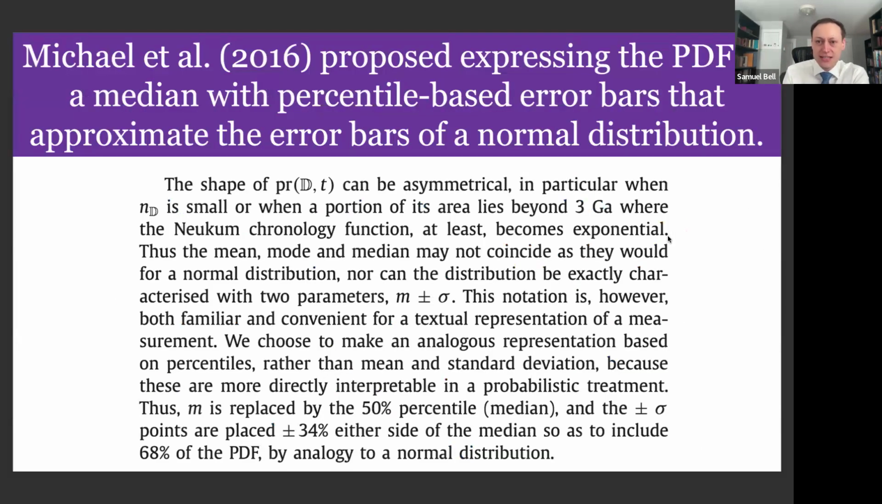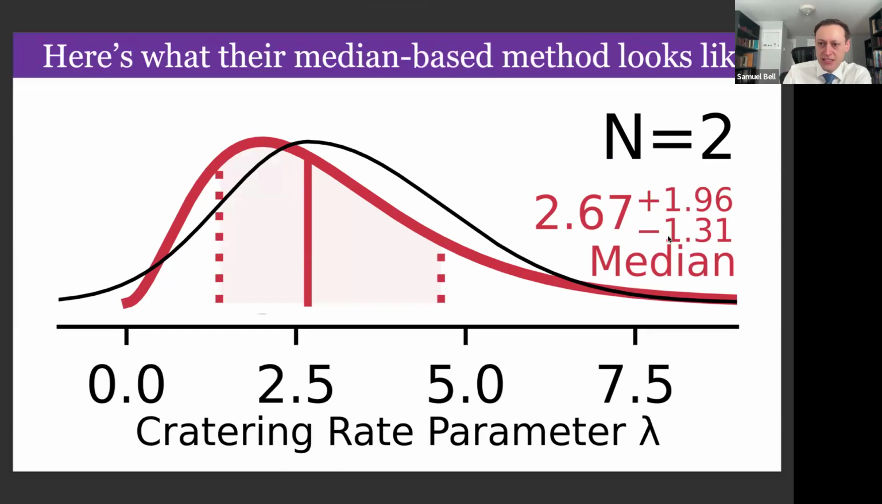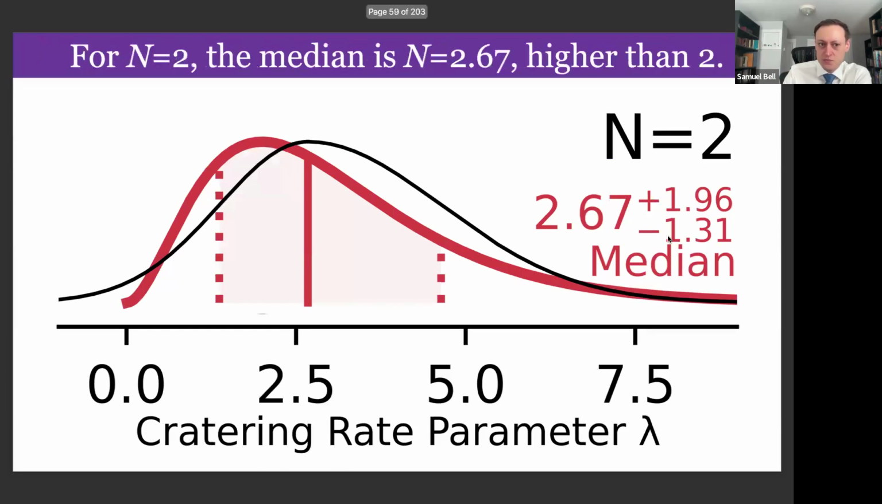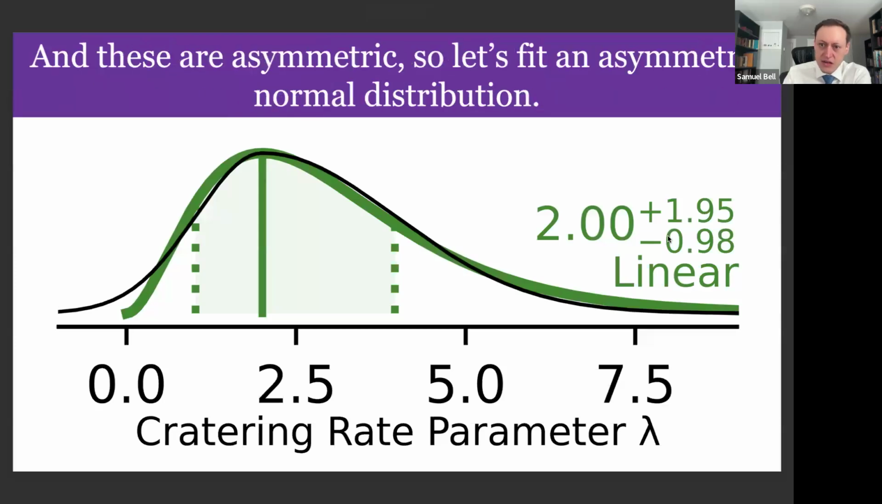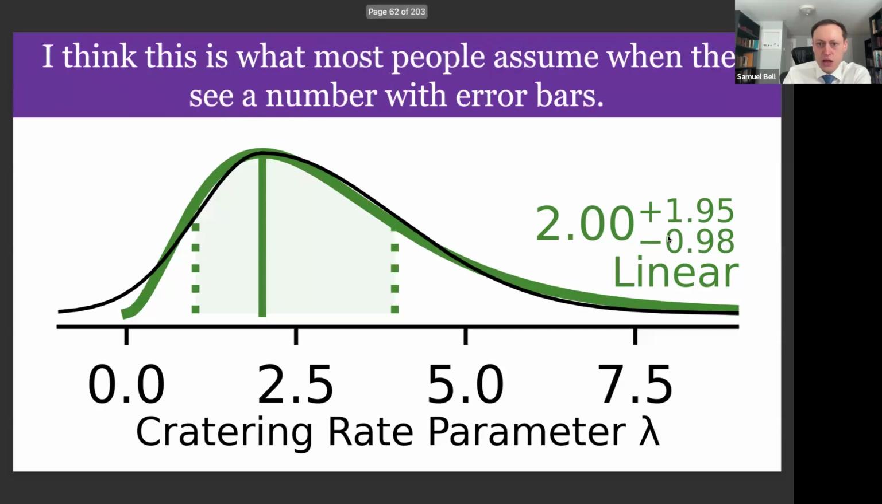Michael et al. 2016 proposed expressing the PDF as a median with percentile-based error bars that approximate the error bars of a normal distribution. Here's what their median-based method looks like. For n of 2, the median is 2.67, higher than 2. But if you want the closest thing to a normal distribution, I say just fit a normal distribution. And these are asymmetric, so let's fit an asymmetric normal distribution. I think this is what most people assume when they see a number with error bars.